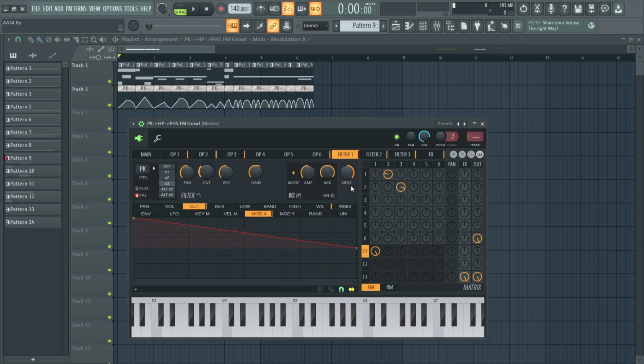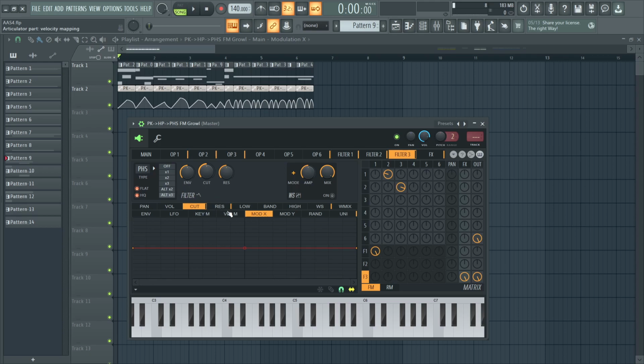And I serialize this into filter 2, which is a high pass filter. I have high quality and triple mode on, default cutoff, default resonance, and I route the cutoff to mod X, and this is my shape. And I route that to filter 3, which is a phaser. I have high quality, flat, and alternate triple mode.